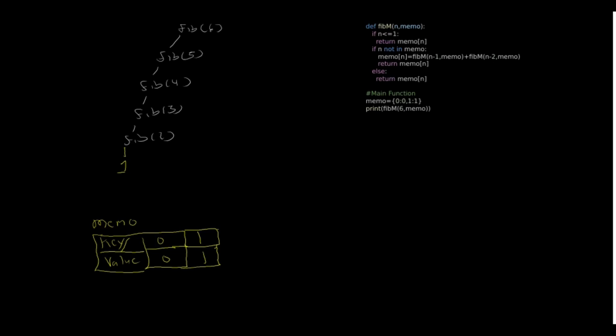So 1 is called. 2 take away 0. Sorry, 2 take away 2, because we went on the other side. 0. So right here, we store it. 1. 1 for 2.